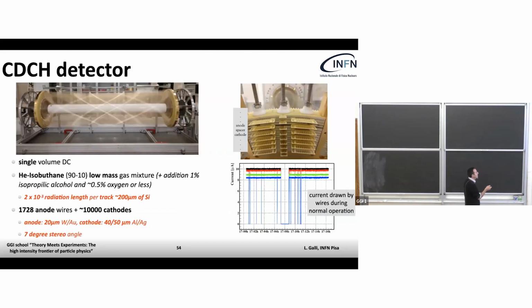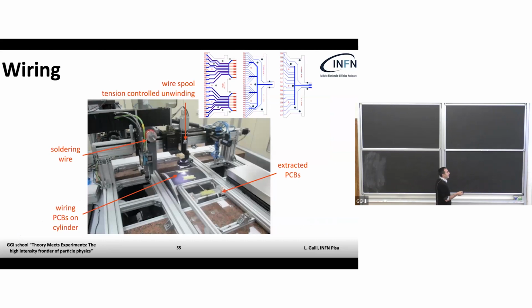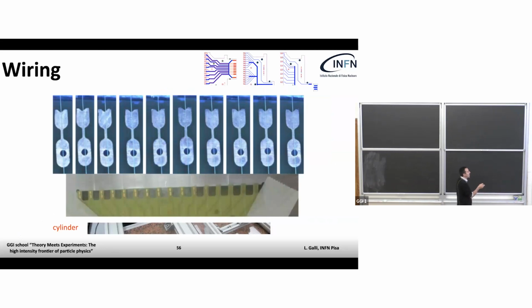Just some details on how it is built. Those are the two end plates. This is 2 meters, and the wires are mounted in these PCBs here that are placed in this drum. You place the wire, and then you solder it, you extract, and these are the wires that are aligned in the wiring machine on the pads.